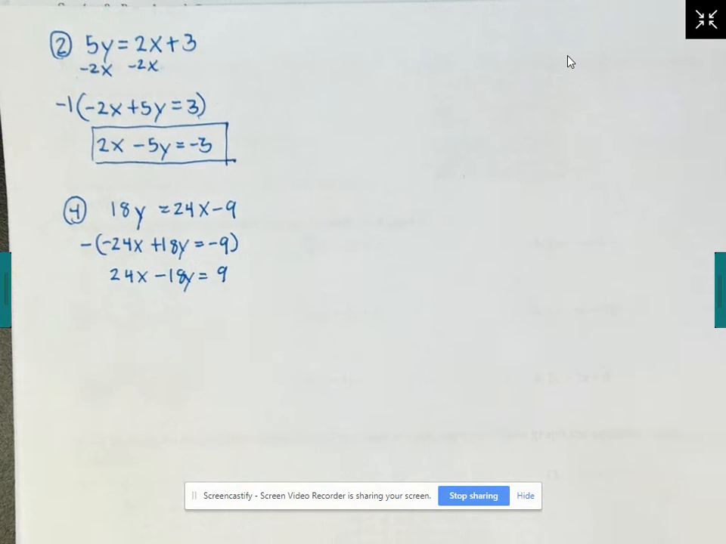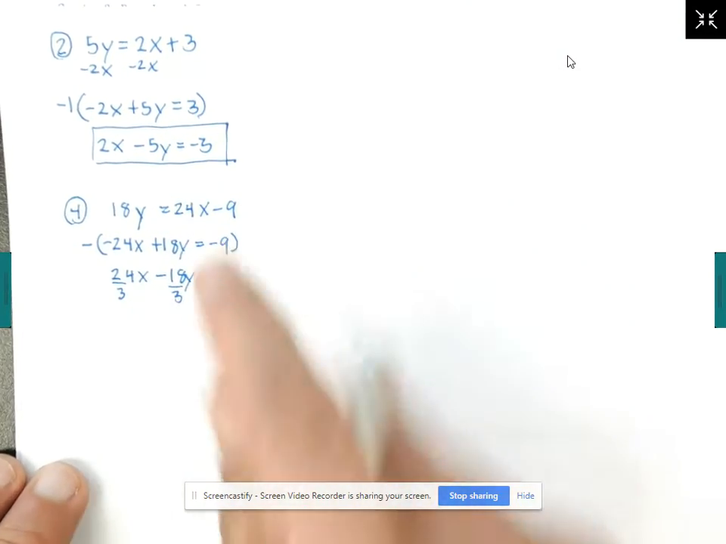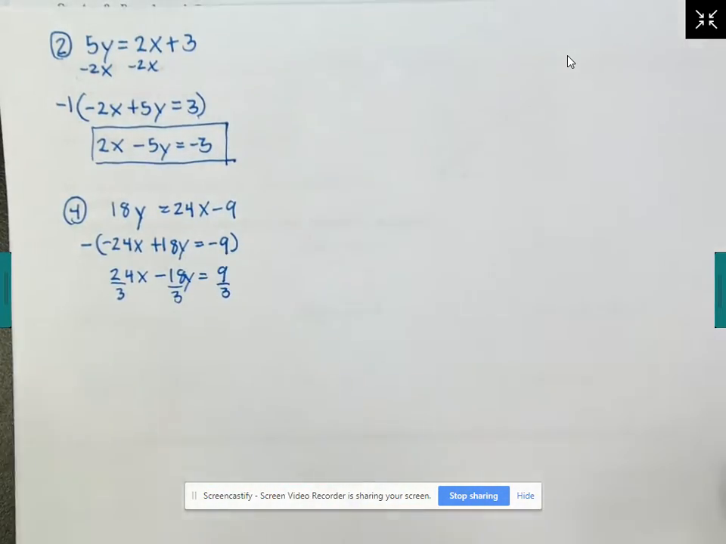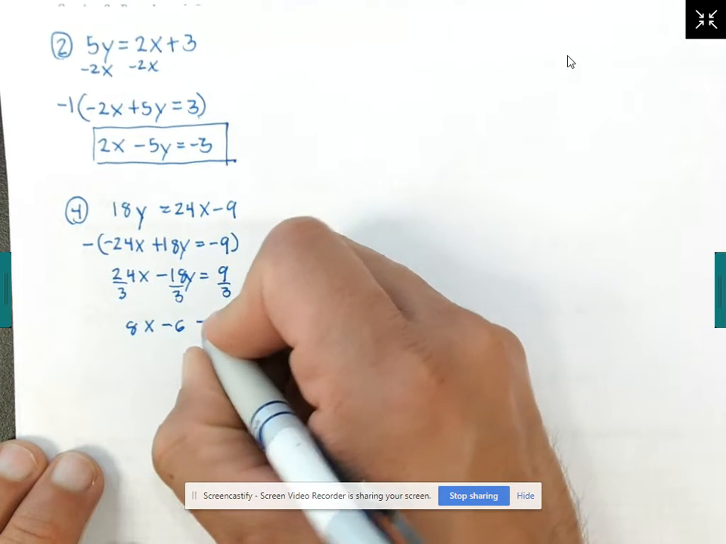And then finally, last but not least, I need to look at all those three numbers, 24, negative 18, and 9. Is there a number that I can divide each one of those by to get the lowest common factor, essentially? Hopefully you can tell that 3 would be the greatest common factor of all of these, right? So if we divide each one of these by 3, because remember, what I do to the left, I can do to the right, I would get 8x minus 6y is equal to 3.